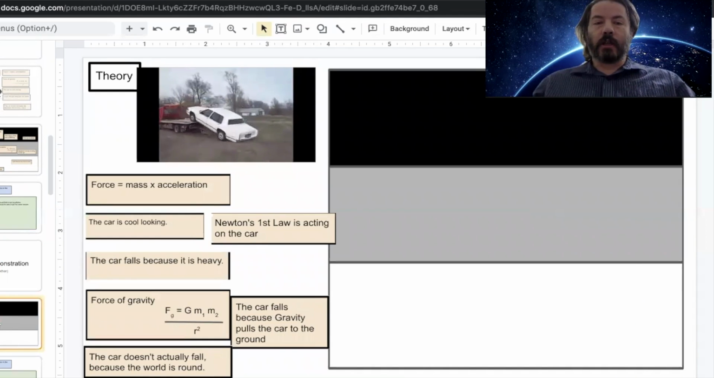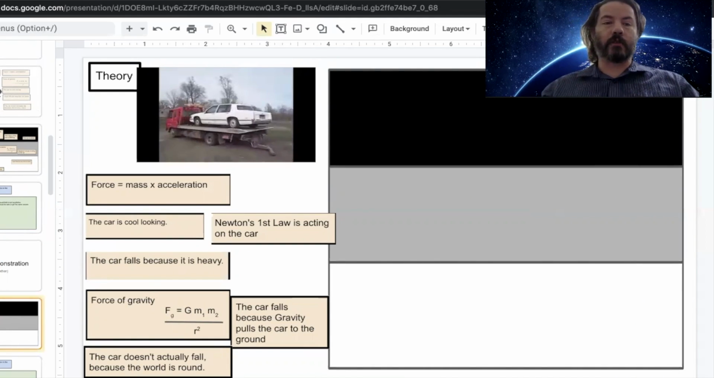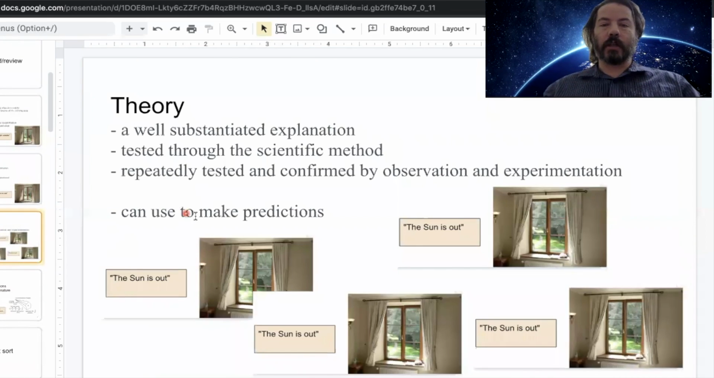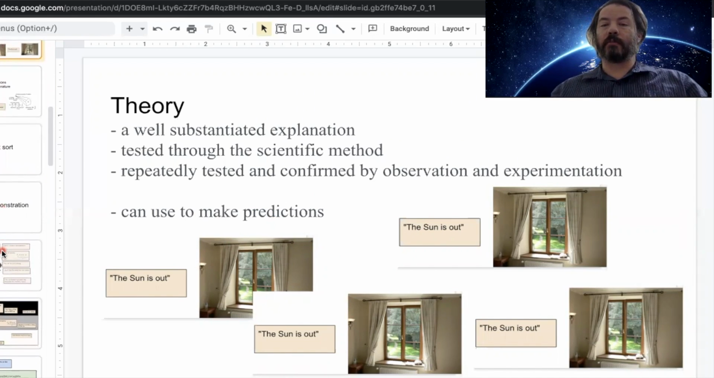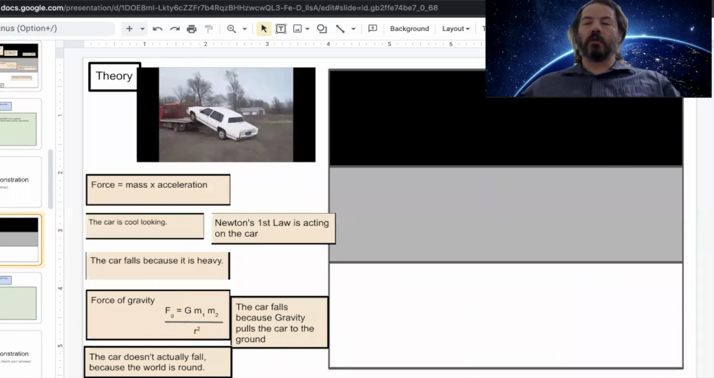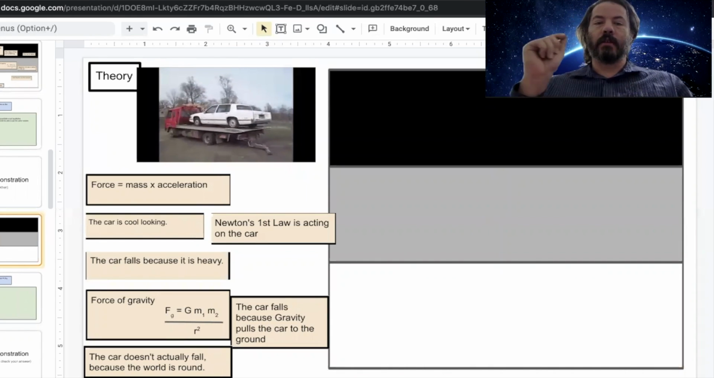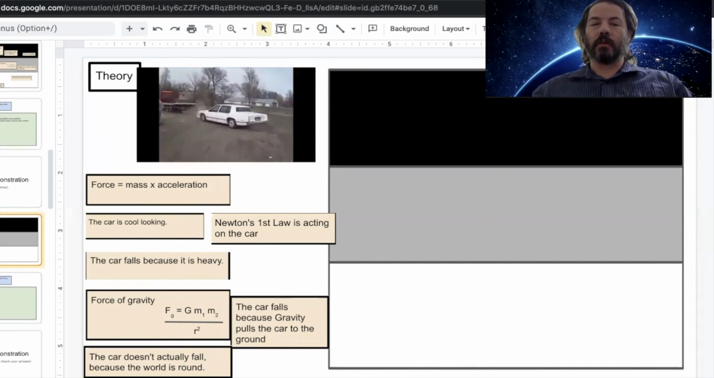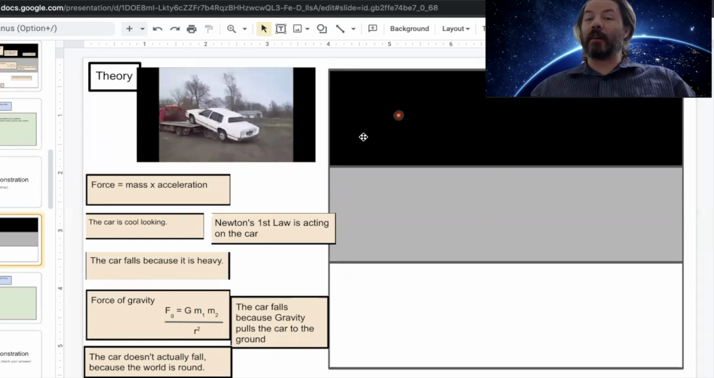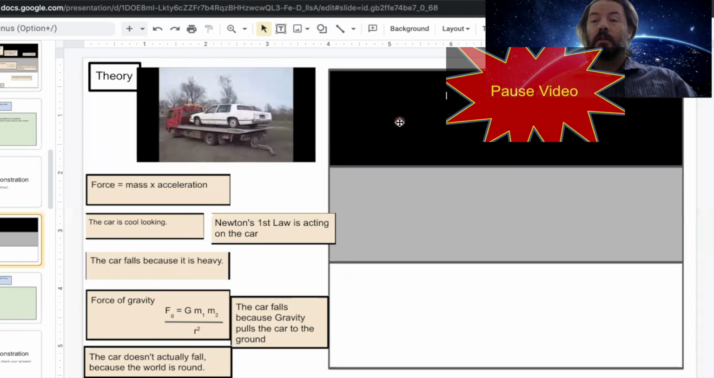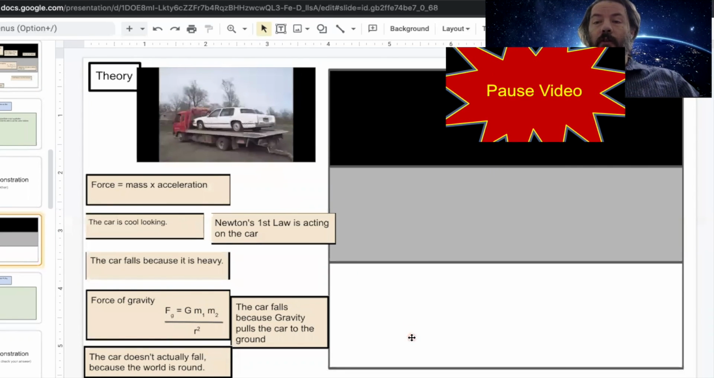So what I recommend you do, this one is for theory. So let's first review a theory. So a theory is a well-substantiated explanation, tested through the scientific method, repeatedly tested, can use to make predictions. And something I didn't put on here, it explains, well, actually, yeah, it does say it. It's an explanation. Okay, so that's going to be a test for reviews. So using that idea, go ahead, pause me, and try making a sort. Which one of these statements fits the idea of theory, an explanation of what's going on, and which ones don't? So pause me and do that right now.